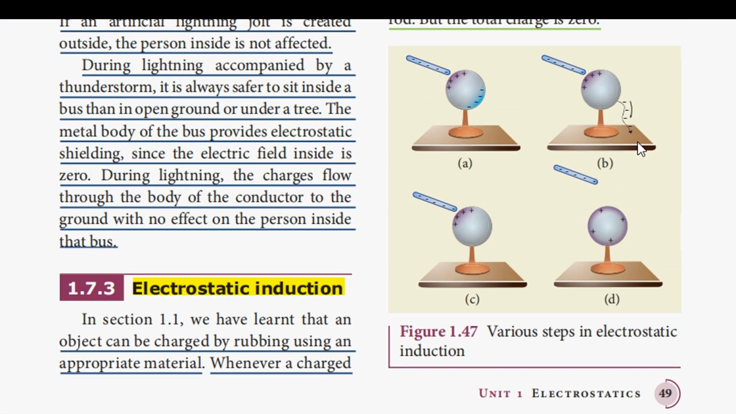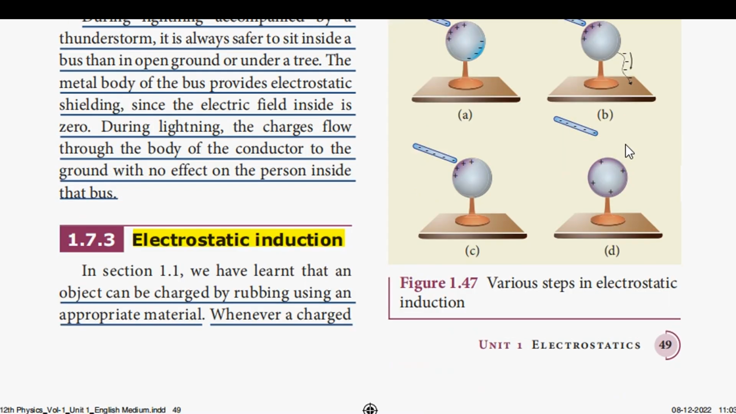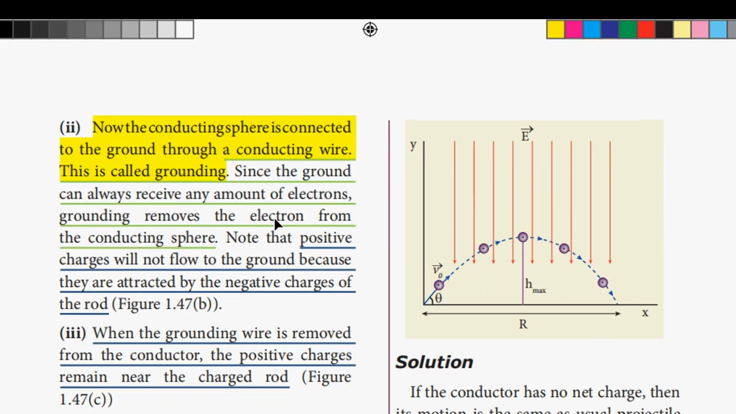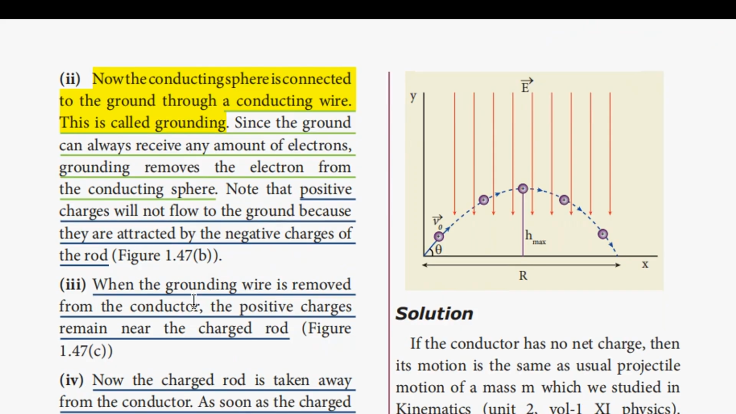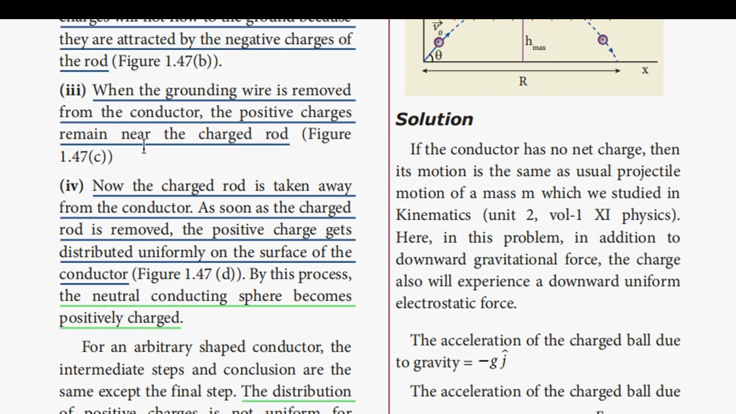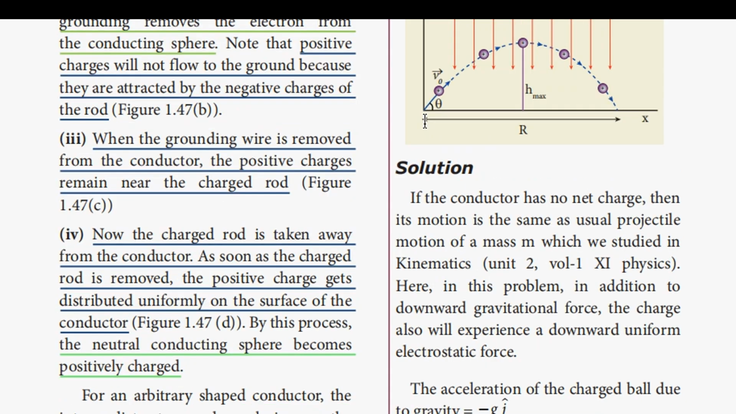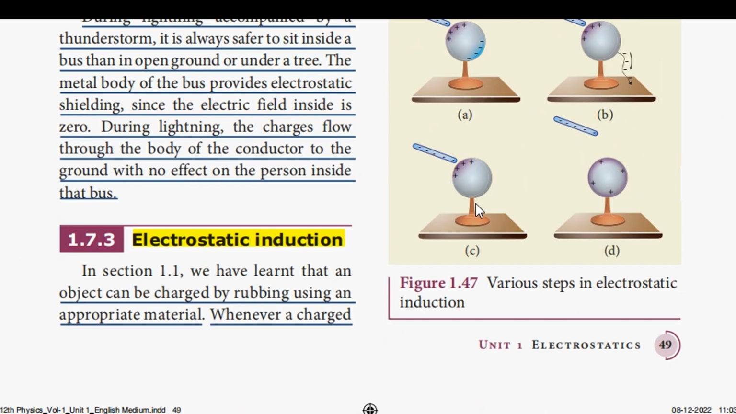Since the ground can always receive any amount of electrons, grounding removes the electrons from the conducting sphere. And we should note that the positive charges definitely will not flow to the ground, as they are attracted by the negative charges of the rod, as shown in diagram B. Next, we will consider when the grounding wire is removed from the conductor, the positive charges remain near the charged rod. That's shown in figure 1.47c here.